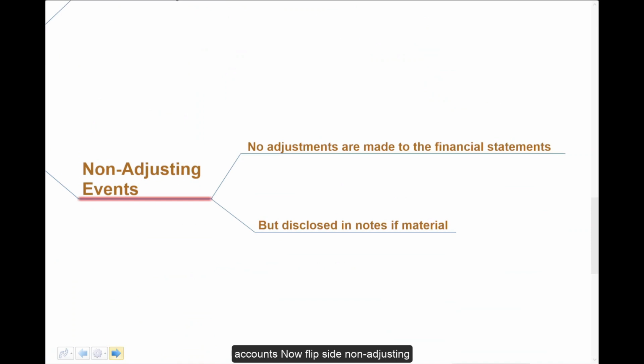Now, flip side, non-adjusting events. No adjustments. Repeat, no adjustments are made to the financial statements. I'm not going back and adjusting the financial statements because they're non-adjusting. I've decided on that based on the definition and based on what the standard tells me. But note, let's be careful here. If this non-adjusting event is material, we disclose it in the notes. So two things there. Material.